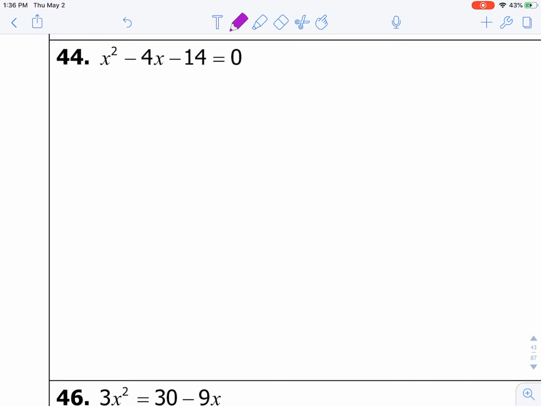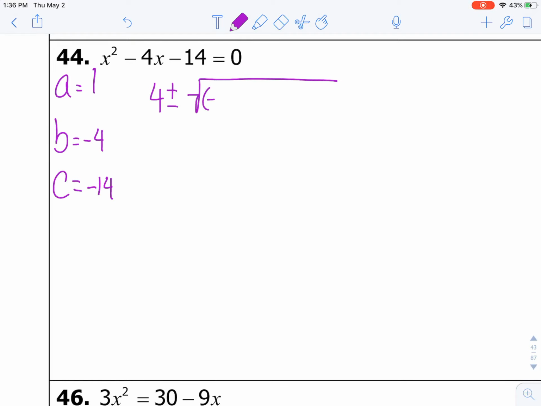When we get down to 44, A, B, C. A is 1, B is negative 4, C is negative 14. So negative B plus or minus the square root of B squared minus 4 times A times C all over 2A.